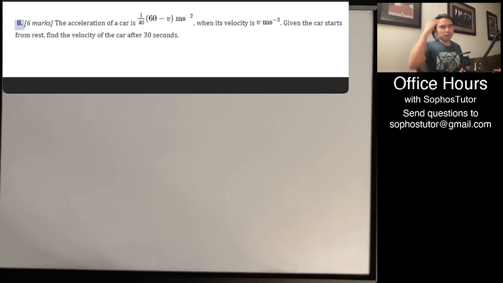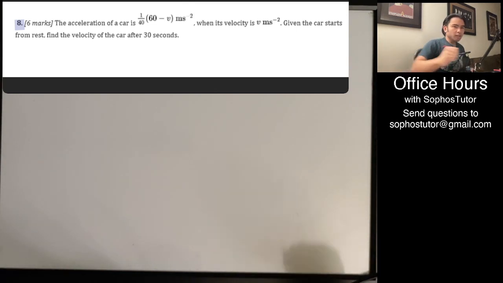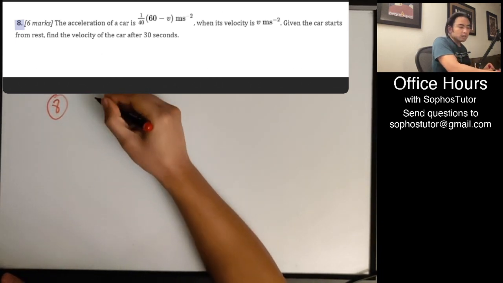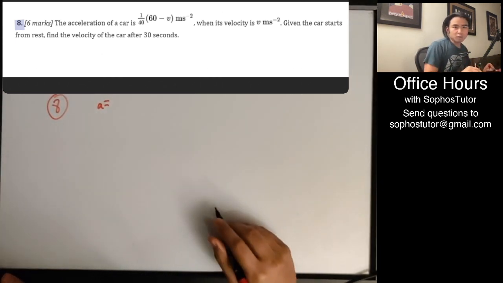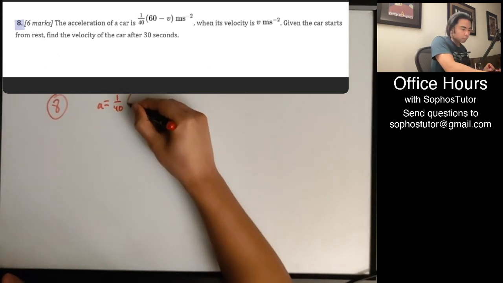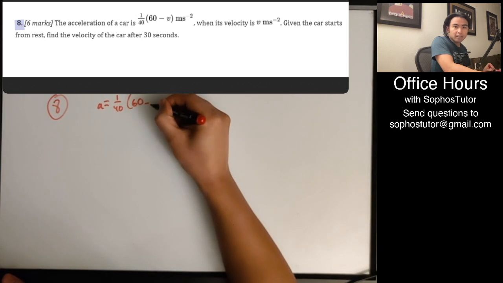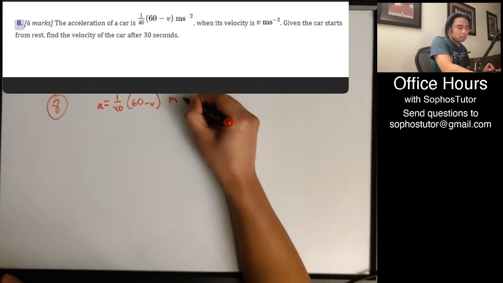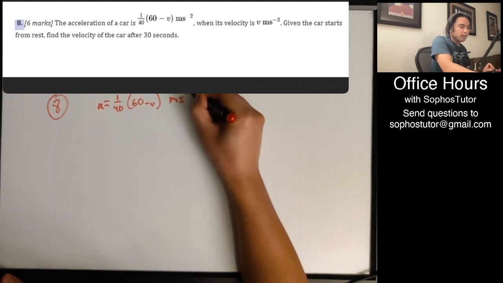So this question involves acceleration. It says that the acceleration of a car, which we're going to label as A, is equal to 1 over 40, 60 minus V, meters per second to the negative 2.